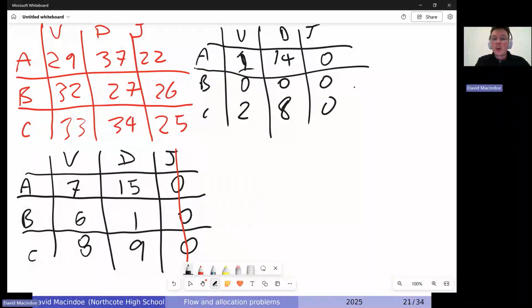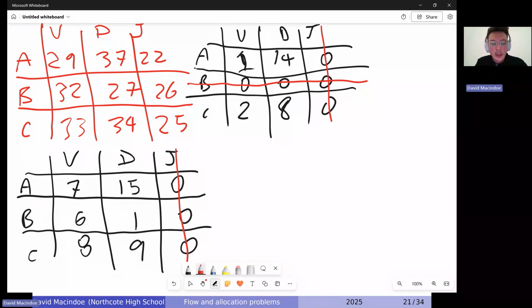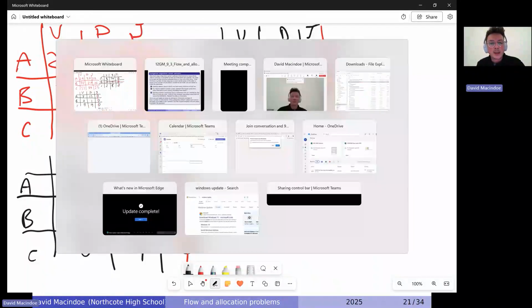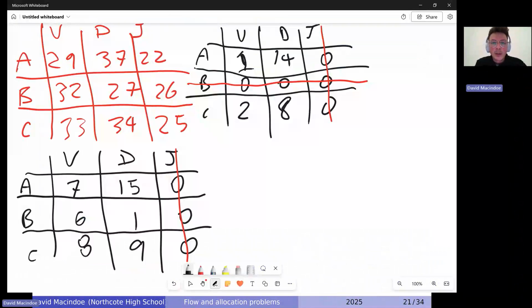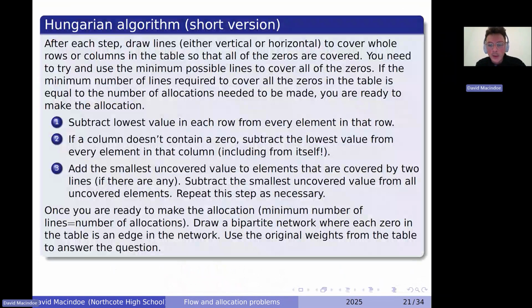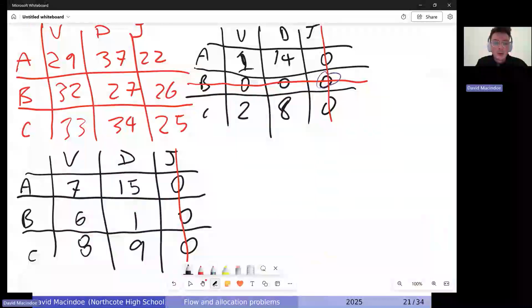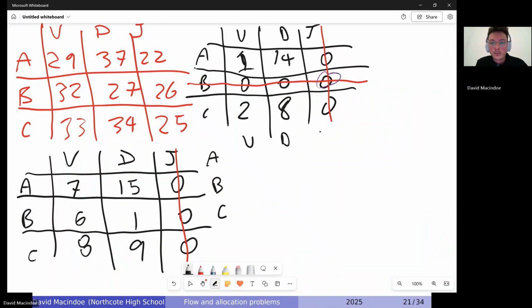Next, we do that same thing that we always do, which is we check what's our minimum number of lines. Perhaps you can see it's 2. Now for our allocation, we need 3 of these lines. So we do the next bit, which is a bit of a funny step. We're adding the smallest uncovered value to elements that are covered by 2 lines, if there are any. So let's do that. There's only one spot that is covered by 2, which is this bit. So what do we get? We're adding the smallest uncovered value to that. The smallest one is 1, so that gets to be 1.